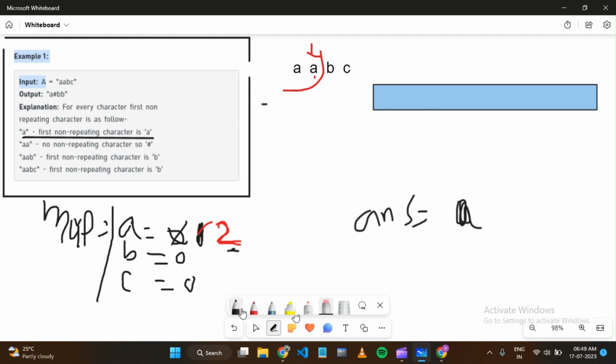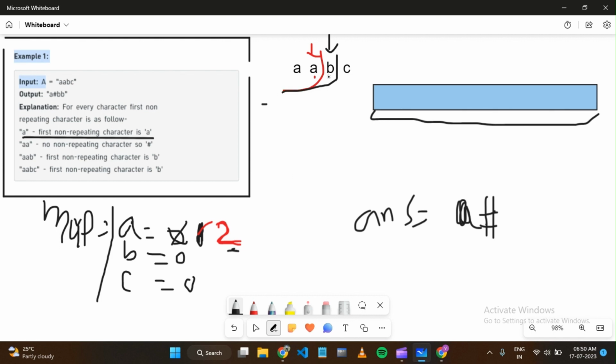When the queue is empty, what do we have to do? That means there is no such character which is non-repeating. And when the queue is empty, we have to push hash in our answer, because there is no character which is non-repeating till here. So now what will we do? We will increment our iterator, which means we have traversed till here.